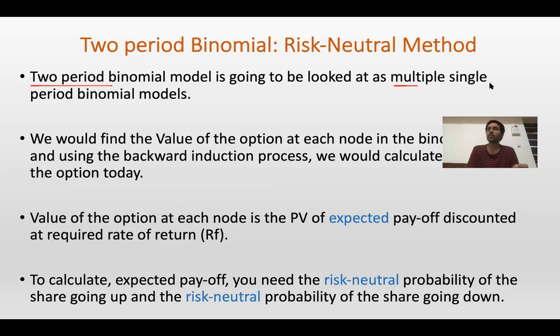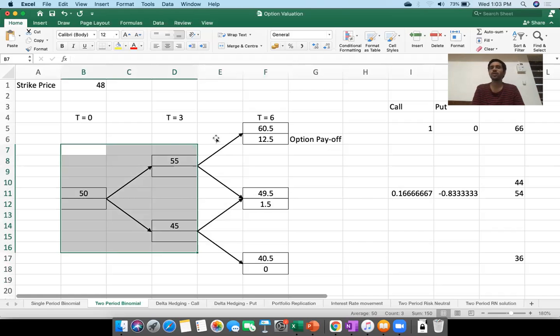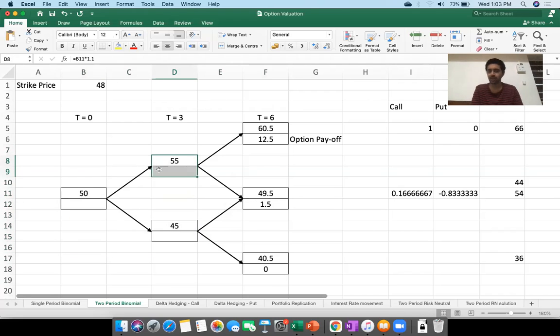And what we would then do is calculate the value of the option at each node. What do we mean by each node? Each node basically represents each box in this whole diagram. So calculating the value of the option at each node means we calculate the option payoff at t equal to 6 at this node, at this node, and at this node. This is the option payoff, right? Because this is the maturity of the option contract.